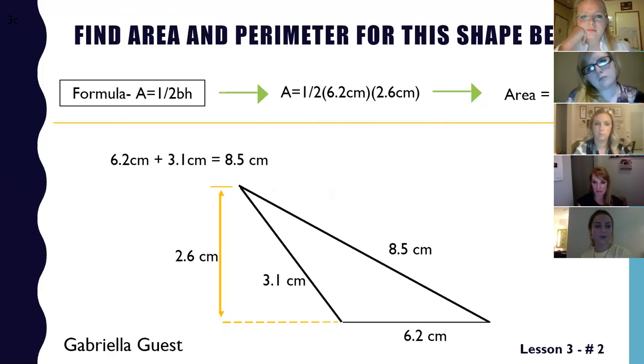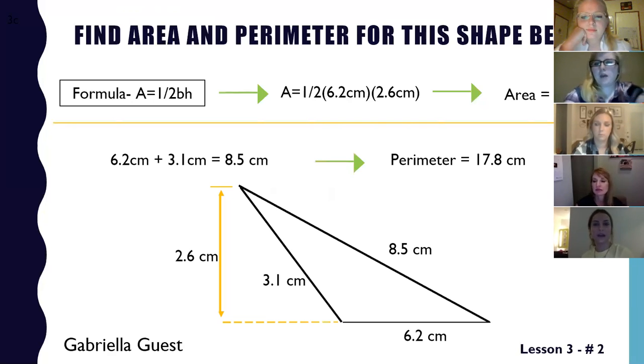And then next we're going to do perimeter again. So let's add all the outside numbers. We're going to do 6.2 plus 3.1, and then you get the area of 8.5 centimeters. Hey, Gabby, why wouldn't you use the 3.1 as your height when you're finding area?